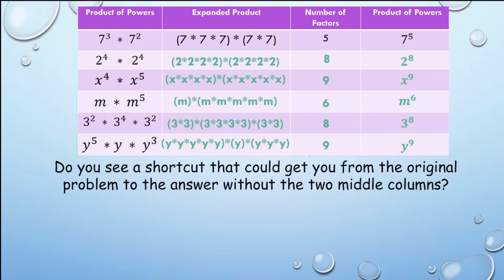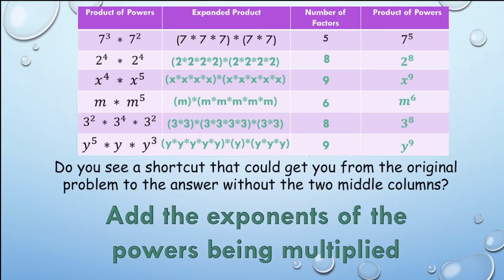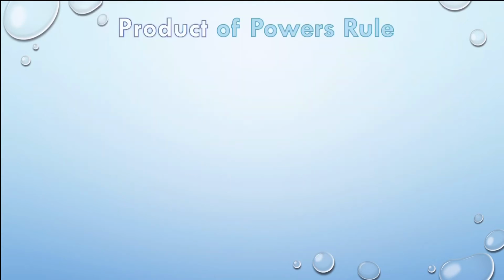So do you think there's a shortcut that if I were to give you another one and I had 5 powers in there, do you think there's a shortcut you could do to get from the first column all the way to the last column without having to do the 2 middle? If you said add the exponents of the powers being multiplied, you're right. We can do this table every single time. Anytime you're multiplying powers, if you need to do it, go for it. But there's a shortcut, and that's our product of powers rule.